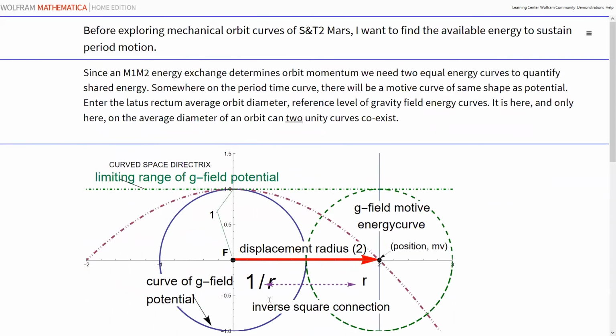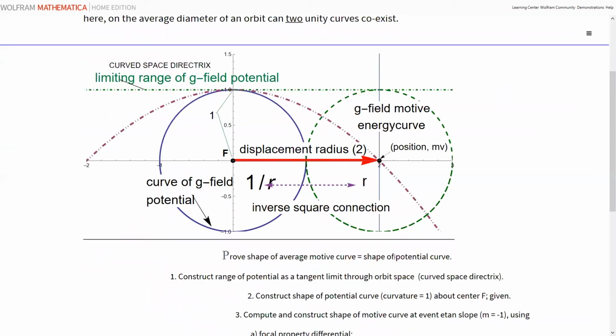Before exploring mechanical orbit curves of SNT2 Mars, I want to find the available energy to sustain period motion. Since an M1, M2 energy exchange determines orbital momentum, we need 2 equal energy curves to quantify shared energy. Somewhere on the period time curve, there will be a motive curve of the same shape as potential. Enter the latus rectum average orbit diameter, the reference level of gravity field energy curves. It is here and only here, on the average diameter of an orbit, that 2 unity curves can coexist.